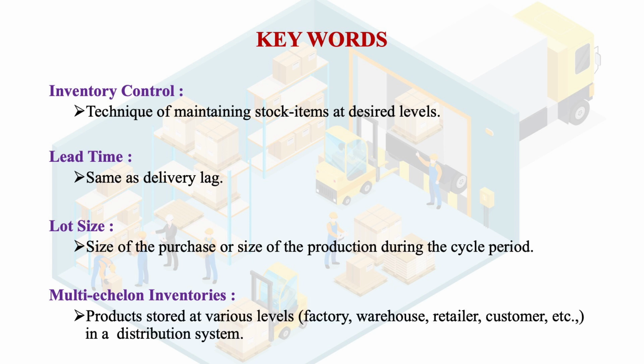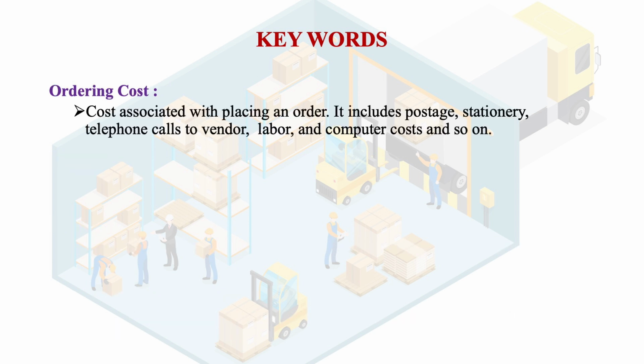Multi-echelon inventories are products stored at various levels in the factory, warehouse, retailer and customer in the distribution process. Ordering cost is the cost associated with placing an order. It includes postage, stationery, telephone costs, vendor, labor and computer costs, and so on.